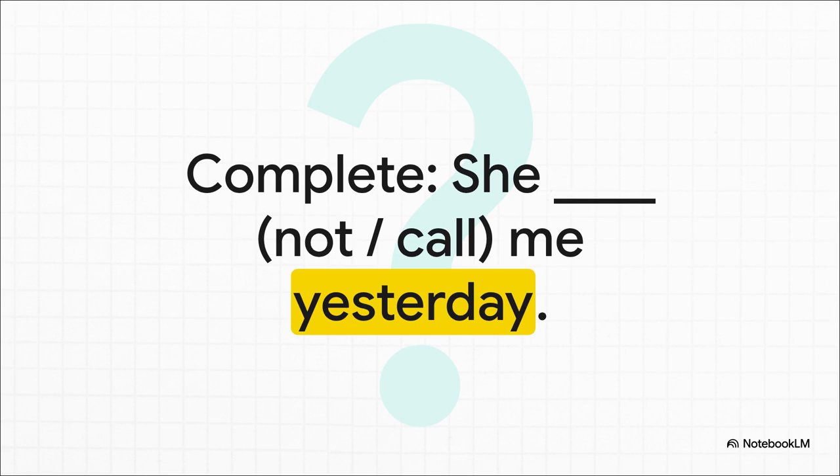And one last one, let's do a negative. She not call me yesterday. Remember that reversal switch? We need our little helper didn't plus the base verb. So it's got to be didn't call. She didn't call me yesterday. See? You're a pro at this.